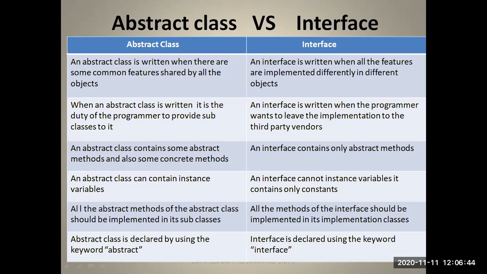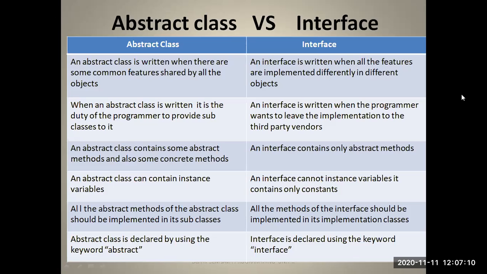Next, coming to the interface, it is written when all the features are implemented differently in different objects. Try to understand this point. When you are writing an interface, it means it has to be implemented differently in different objects. So for that kind of purpose, we are designing interfaces.